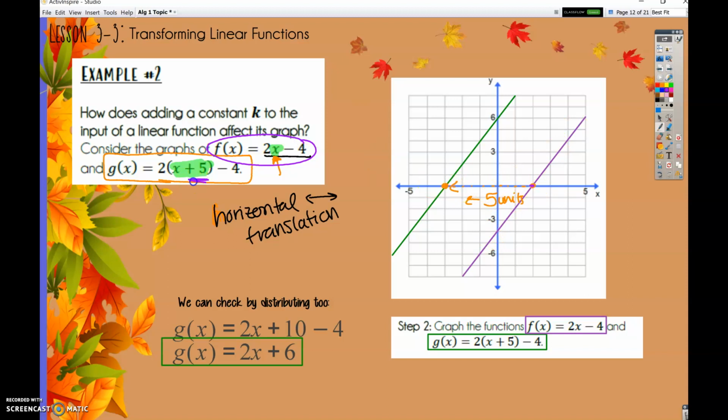So when you see a plus 5, you probably don't think of it as moving left, because that would be in the negative direction. It is somewhat of an opposite transformation. So we're going to have a horizontal translation in the opposite direction. One thing you could check is I did try distributing that 2 through and got 2x plus 10 and subtracted 4. And when I graphed 2x plus 6, it was that same green line. So whenever you add or subtract a number inside your parentheses with your input, it will translate the graph horizontally in the opposite direction of what sign you put.